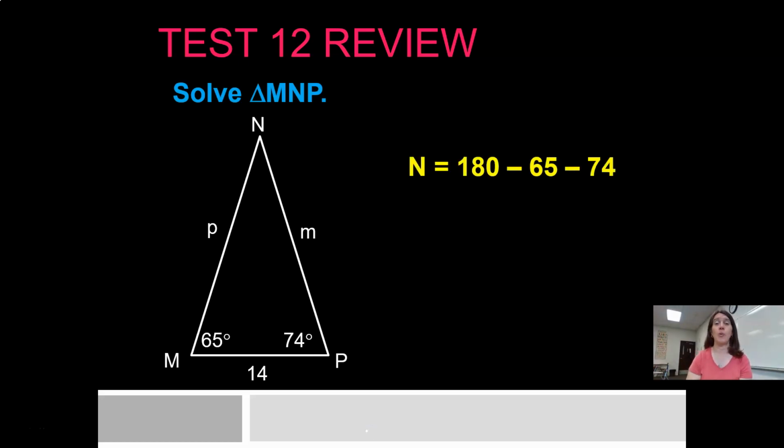180 degrees. So in order to find the n that is at the top, I took 180 and I subtracted out the 2 that were given to us in the picture, the 65 and the 74. When I correctly subtracted those, I know that angle n is equal to 41 degrees. So you would do the same process when it comes to question 9. You're going to have 2 of the angles in the picture. Your job is to find the third one, so subtract from 180 degrees. I'm going to go ahead and put that information in my picture now.